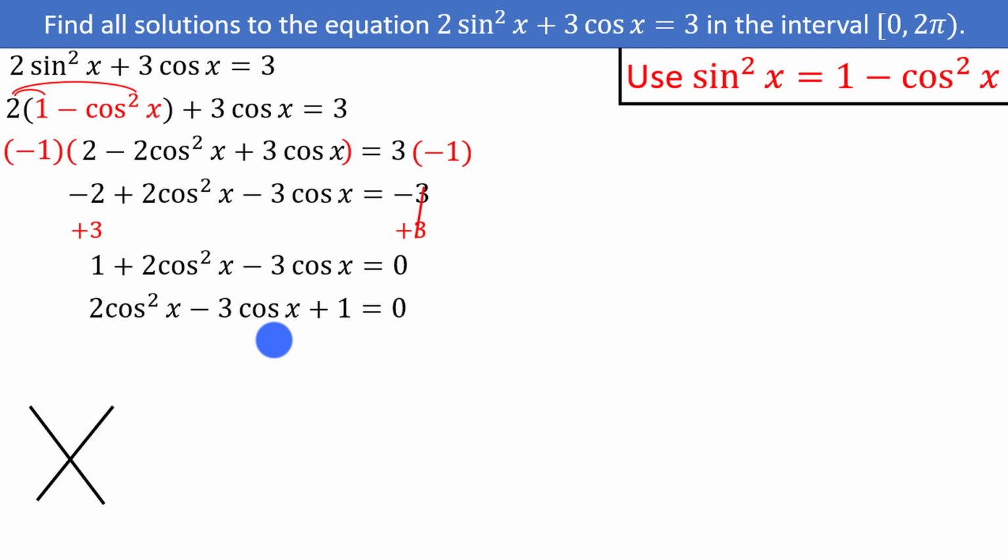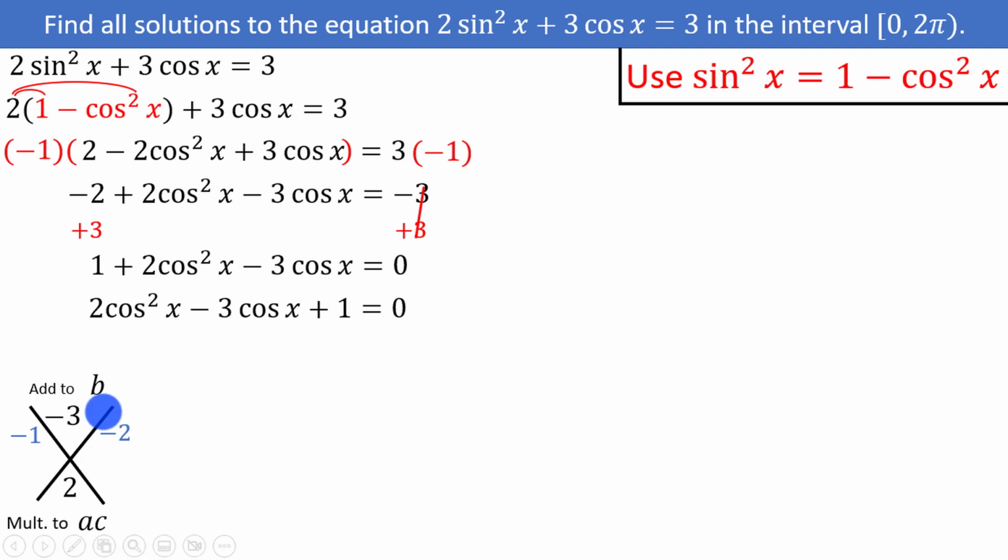I know that I need two values that add to my b term, which is negative 3, and multiply to a times c, which is 2 times 1, or just 2. The two numbers that add to negative 3 and multiply to 2 are negative 1 and negative 2. Negative 1 times negative 2 is equal to positive 2, and negative 1 minus 2 is equal to negative 3.